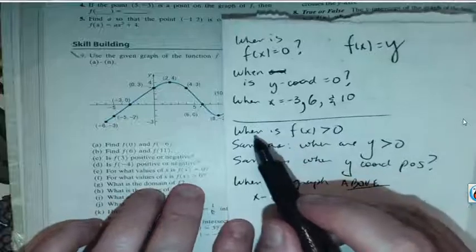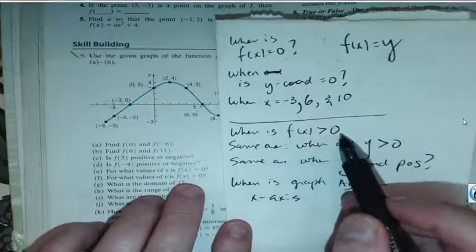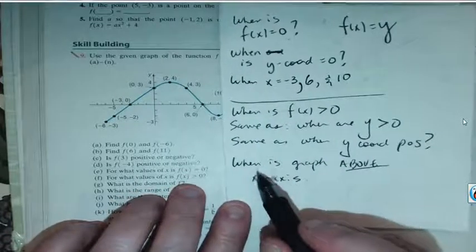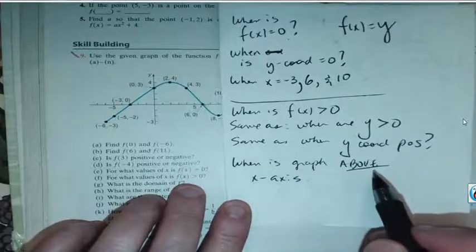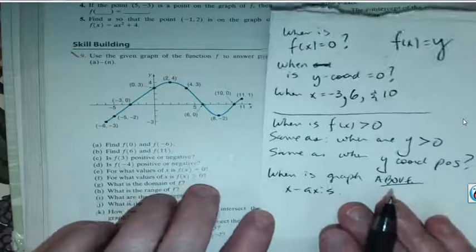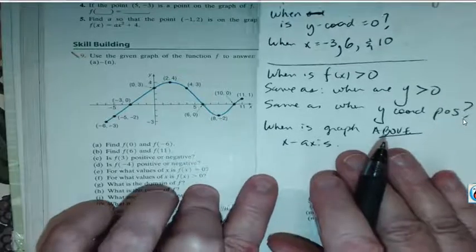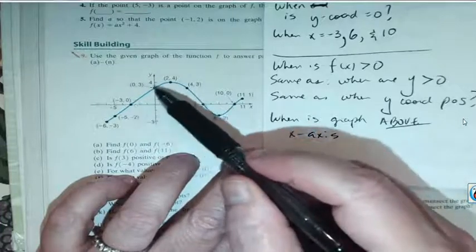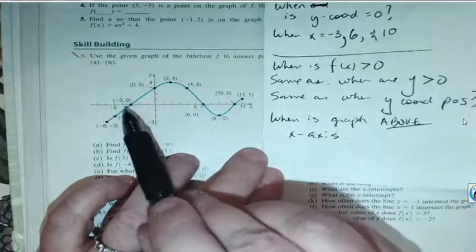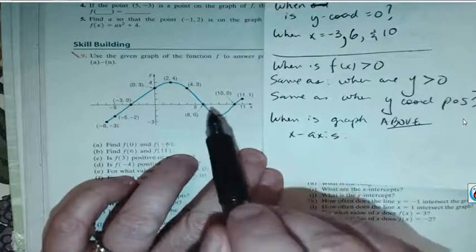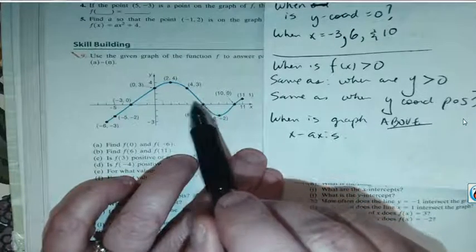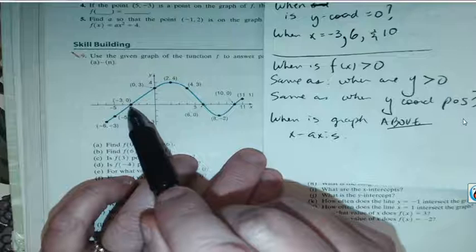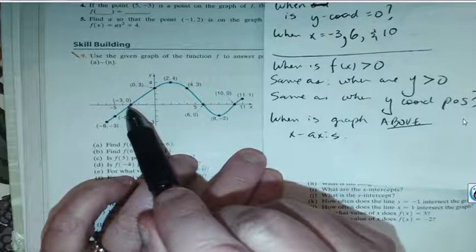Okay, so when is f of x greater than 0 is the same thing as when is the graph above the x-axis. So we're going to have to tell where this happens in interval form. It's above the x-axis on this part of the graph, and this happens when x is between -3 and +6. And we do not include -3 because it's on the x-axis.